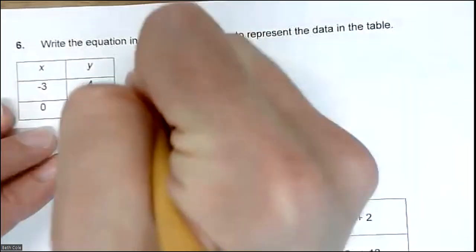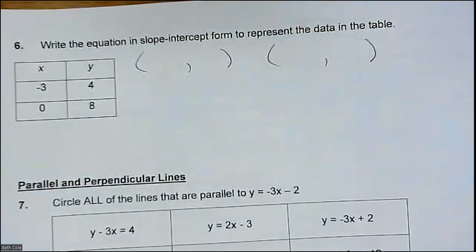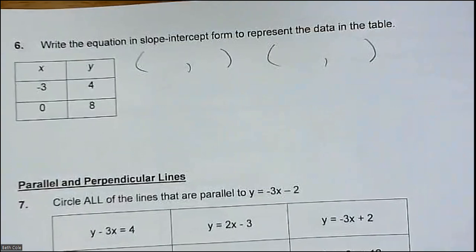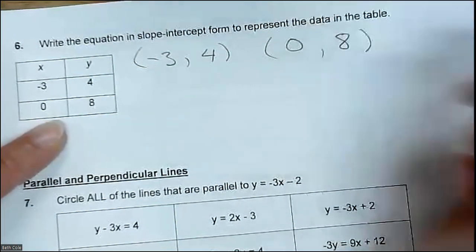I would write these as points. That's my suggestion for you. And I'm not going to give you bad advice because the tests are a lot easier for me to grade when all your answers are correct, okay? I'm not going to lead you astray. Write them as points because it'll just look nicer that way. So we've got -3, 4 and 0, 8.